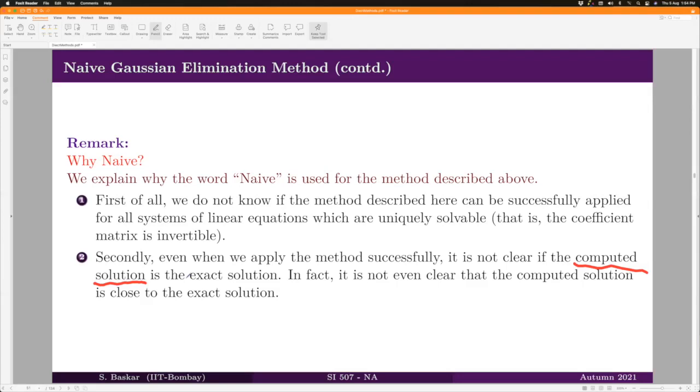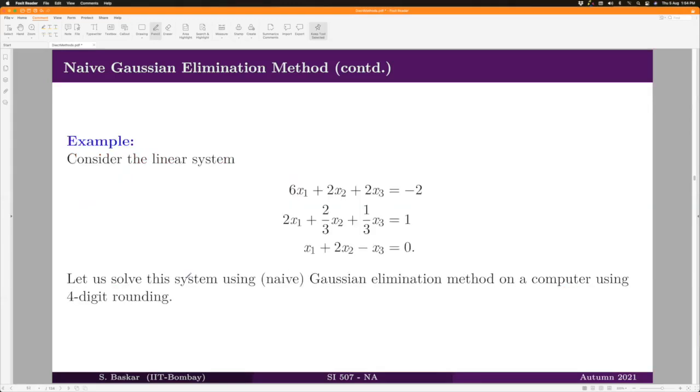If we have rounding error in our calculation, then it's not very clear how that rounding error will propagate. As you can see, there are many places where we do subtraction of two numbers, right? Therefore, it's not very clear whether we will be successful in obtaining a solution, if not exact, at least close to the exact solution. Let us give an example for this.